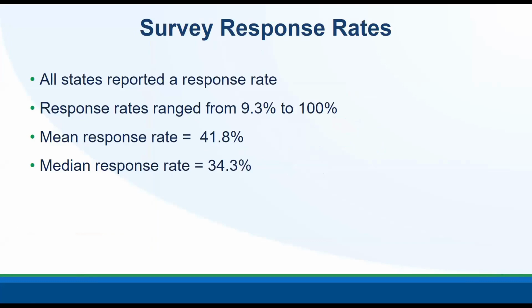Here we have some overall response rates. This reporting year in GRADS, which is the online platform that states are reporting APR data, now has a field for reporting the raw numbers required to calculate response rate. So for the first time this year, all states have a response rate reported. The range you can see is from about 9% all the way to 100%. And the mean response rate, taking all states equally, was 41.8, and that's up a couple percentage points from last year, and the median at about 34%.